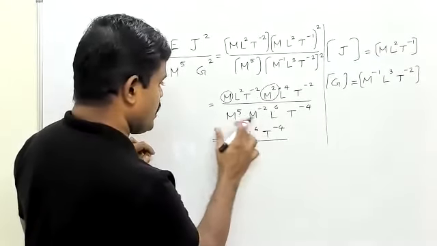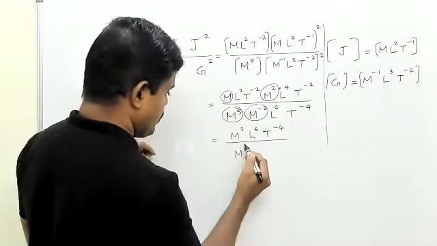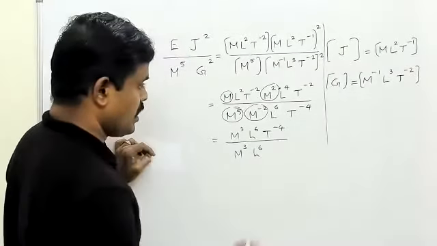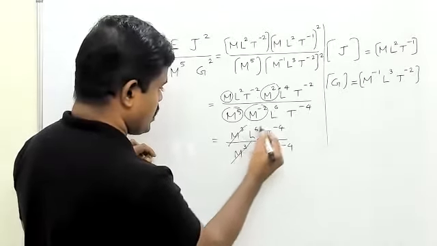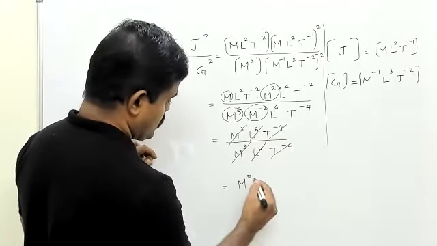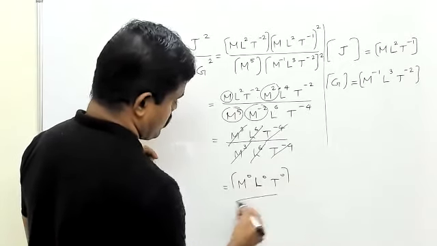m raised to 5 and m raised to minus 2. Look at that, m raised to 5 and m raised to minus 2, that is m raised to 3, then L raised to 6, then T raised to minus 4. M raised to 3, L raised to 6, T raised to 4, all are cut. So m raised to 0, L raised to 0, T raised to 0 will be the answer.